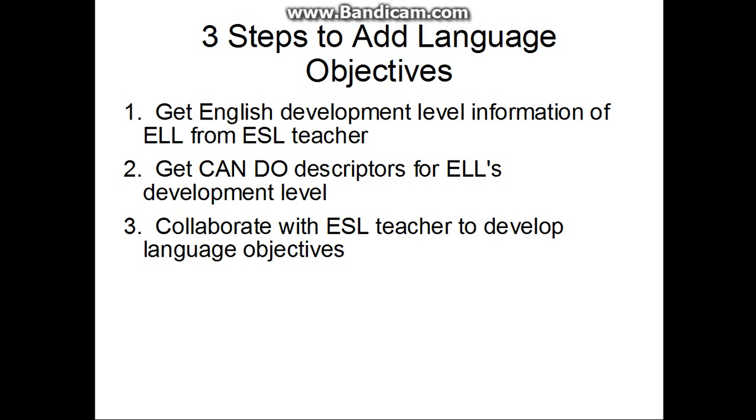I'm going to talk about 3 steps to add language objectives. The first step is to get the English development level information from the ESL teacher about your English language learner. The second step will be to get what they call the can-do descriptors for the ELL's developmental level. And the third step will be to collaborate with the ESL teacher to develop the language objectives for your lesson plan. Okay, this will all hopefully become clearer when I give an example here toward the end of the video.